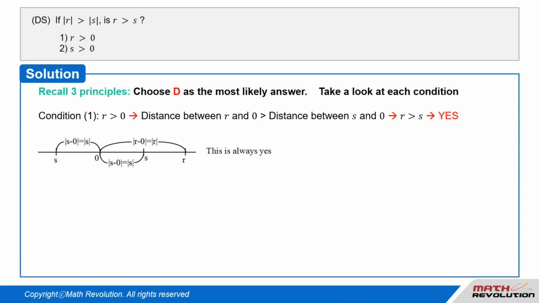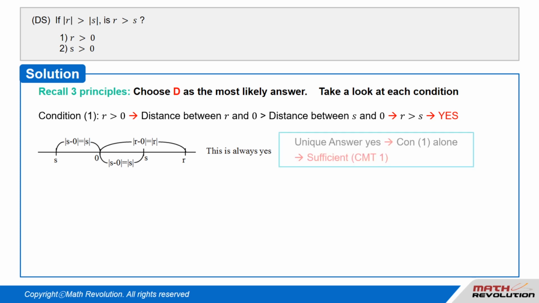|S - 0| equals |S|, which is between S and 0. Between 0 and S is |S - 0| equals |S|. |R - 0| equals |R|, which is between 0 and R. This is always yes. The answer is unique, yes, so the condition is sufficient by the common mistake type 1, which means that the answer must be in terms of unique yes or no.